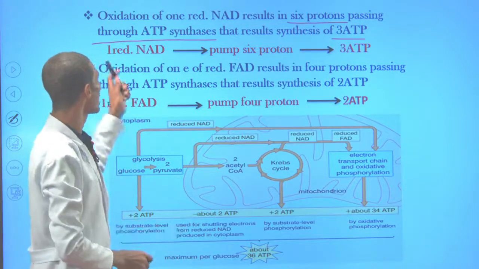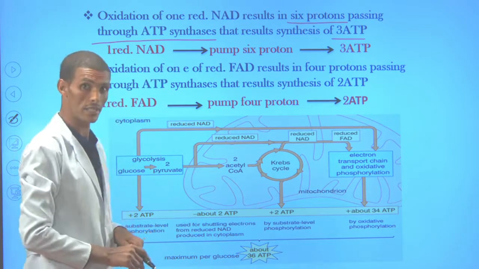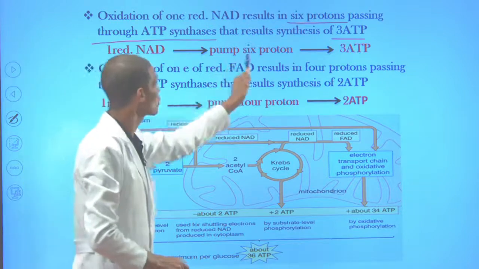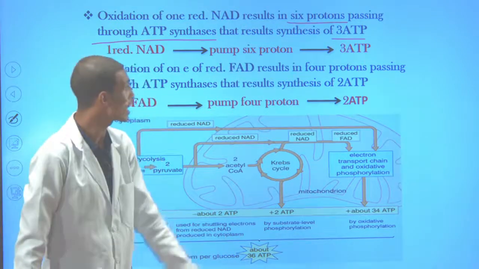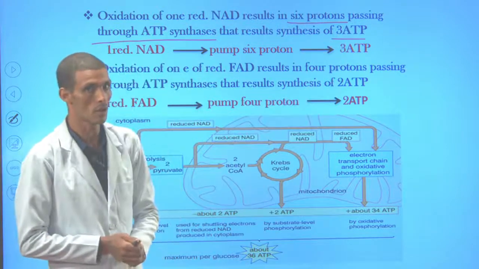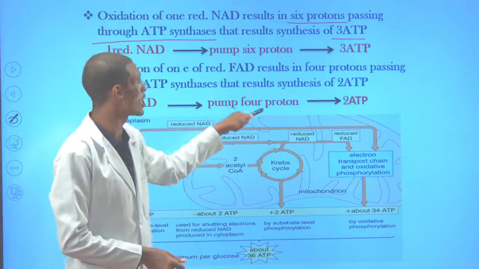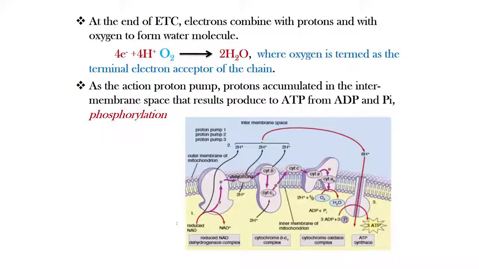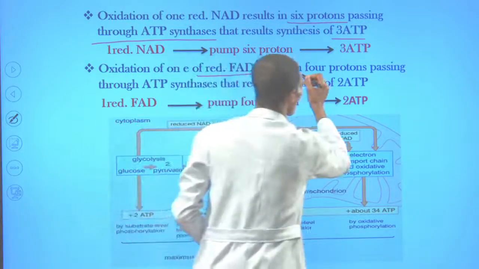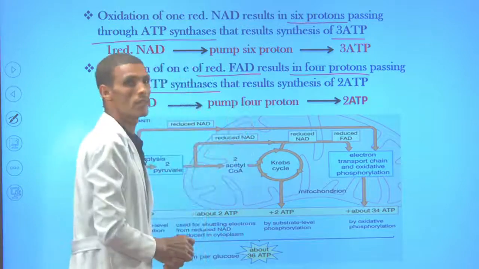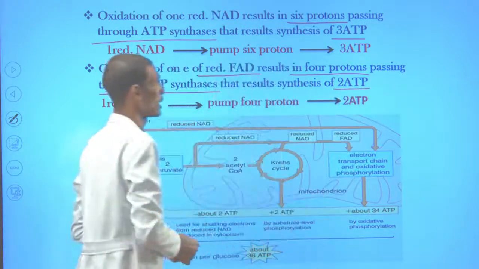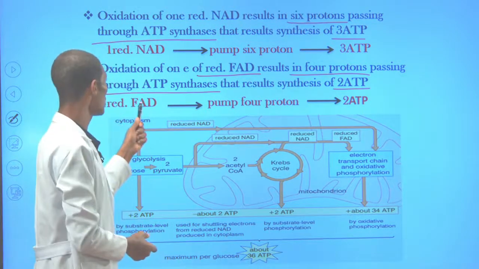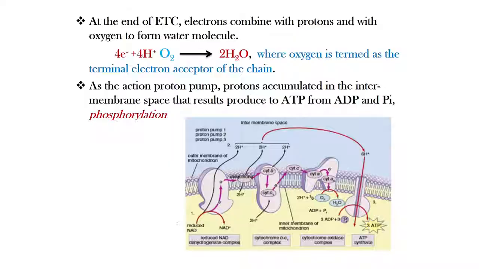Hint again, student. When one reduced NAD molecule becomes oxidized, it passes 6 protons through ATP synthase, which results in production of 3 ATP molecules. So, in oxidation of one reduced NAD, which goes to ATP synthase, we expect 3 ATP molecules. Again, oxidation of one reduced FAD molecule results in 4 protons passing through ATP synthase. That results in production of 2 ATP molecules, meaning one reduced FAD molecule passes 4 protons through ATP synthase and results in 2 ATP molecules.